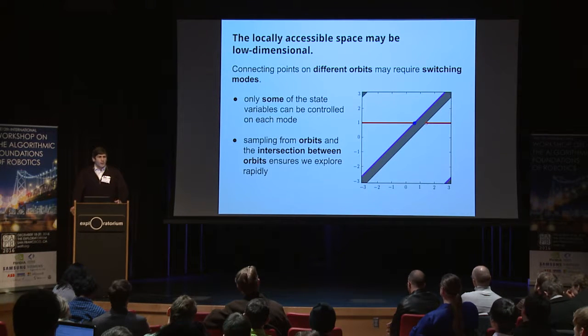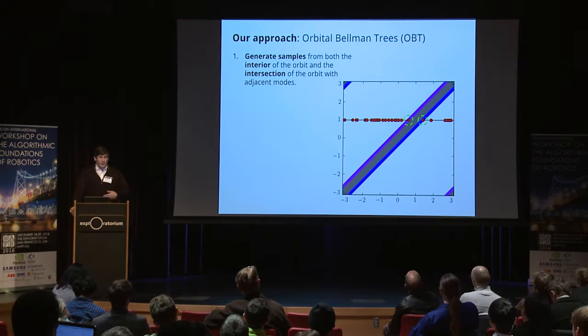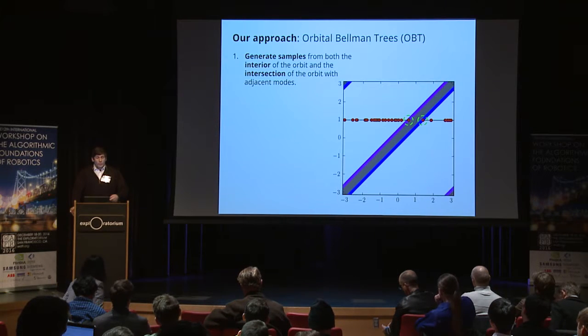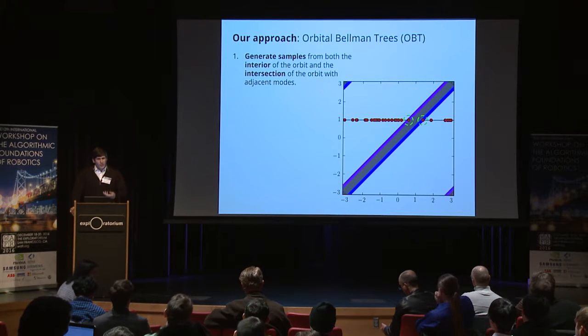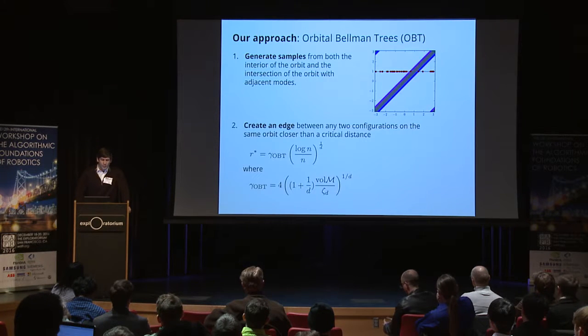And so that's really the insight behind our algorithm, which we call the orbital Bellman tree. Orbital because we're planning across orbits. Bellman because we're going to use a Bellman recursion in order to build up this tree. And so the first step is we take our initial configuration, we sample from the orbit containing it, making sure we include samples from the interior and from the intersection of that orbit with the adjacent modes.